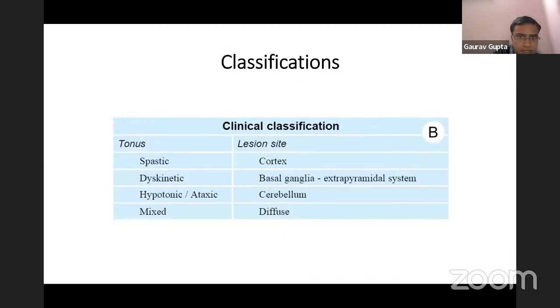Now, these are the few classifications. One is the clinical classification based on the site of lesion. Cerebral palsy can be spastic if the lesion is mainly in the cortex or the pyramidal tracts. It can be dyskinetic if the lesion is in the extrapyramidal tract, and dyskinetic can be athetosis or chorea. Then it can be in the cerebellum, leading to hypotonia or ataxic cerebral palsy. And if it's a diffuse lesion, it can show a mixed picture.